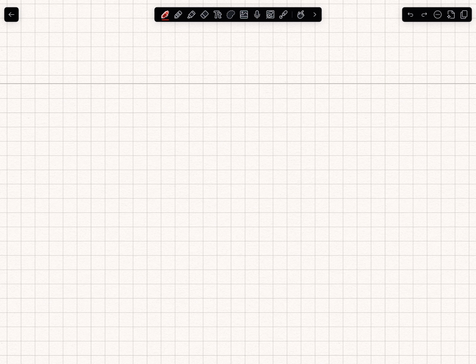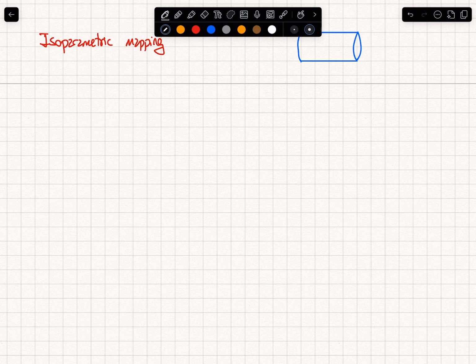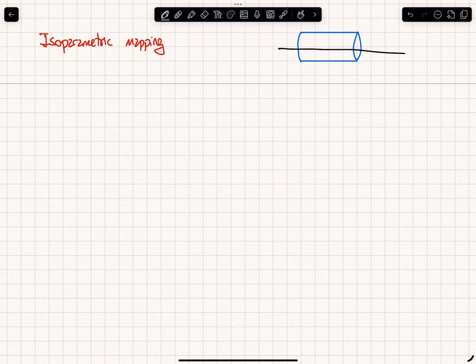Isoparametric mapping. Let's talk a little bit about this very, very important concept that we use widely in finite element analysis. So, let's draw a single finite element. Say we have this is our element, and of course we're going to have an axis.